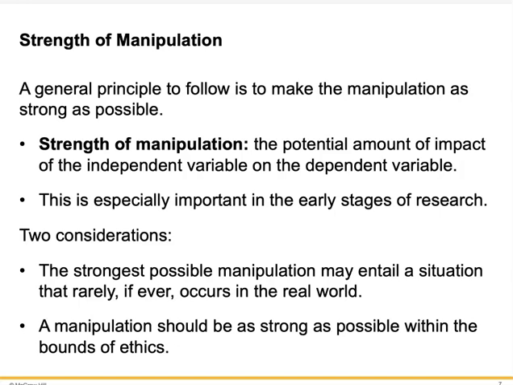Okay, so the simplest experimental design usually has 2 levels of the independent variable. When you plan the experiment, the researcher has to choose these levels. The general principle that we would follow is to make the manipulation as strong as possible. So the strength of the manipulation matters. A strong manipulation will maximize the differences between the 2 groups and increase the chances that the independent variable will have a statistically significant effect on the dependent variable.